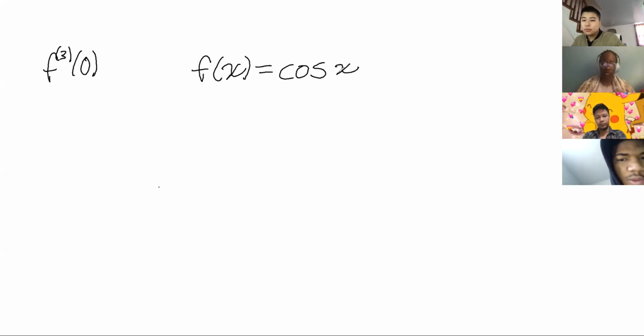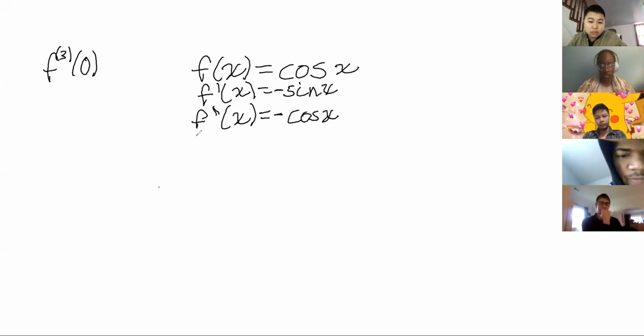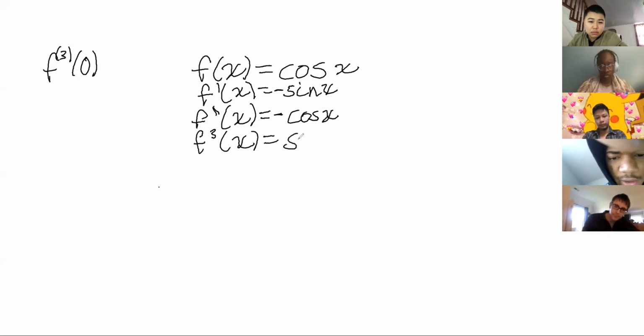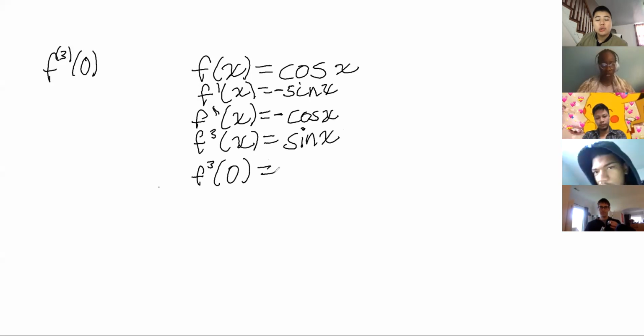Okay, so we have to take the third derivative. The first derivative is going to be negative sine. The second derivative is going to be negative cosine. The third derivative is going to be sine of x. And then we want this evaluated at 0. Sine of 0.